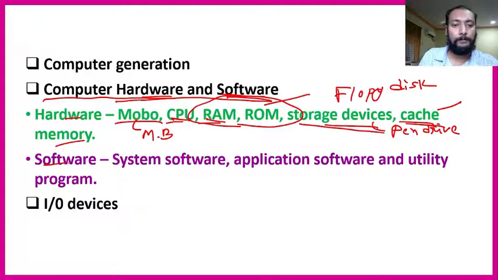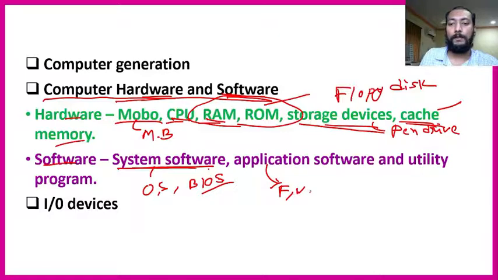Then if you come to software, for system software you can go for the operating system, and BIOS, the basic input and output system. BIOS comes under system software. Application software, anything you can keep here, like Facebook, WhatsApp, Twitter, anything. And the utility program is part of the system software only.